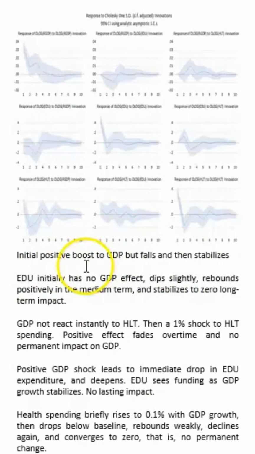The next one, between education spending and GDP, shows that education initially has no GDP effect. It dips slightly and then rebounds positively in the medium term and stabilizes to zero long-term impact. And the next one, GDP with health, shows that GDP did not react instantly to health, but a 1% shock to health spending leads to a positive effect on GDP, and then the positive effect fades over time with no permanent impact on GDP.